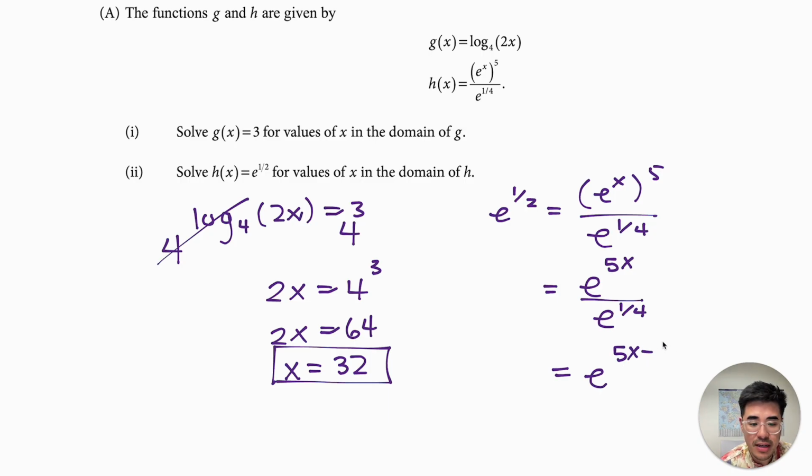So 5x minus 1/4 is equal to e to the 1/2. To show our work, we could just set the exponents equal to each other, but understand that to get rid of the e's, you could ln both sides. So you get 1/2 is equal to 5x minus 1/4.